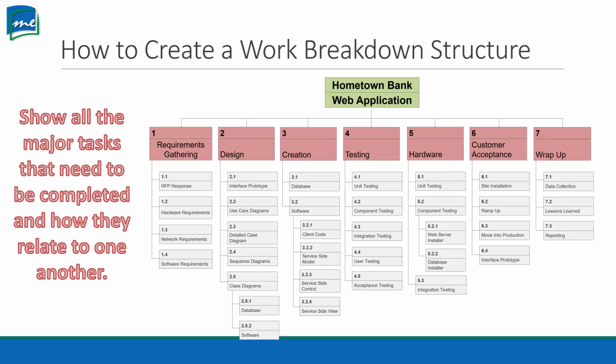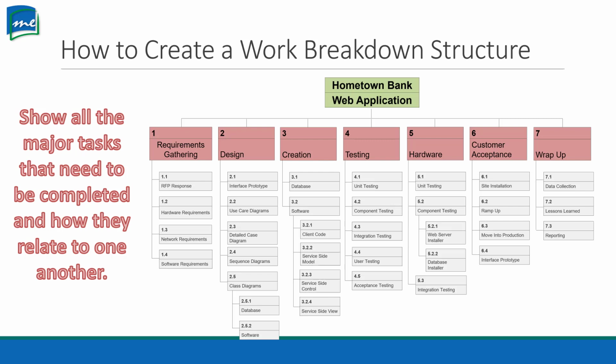So what you see on the screen is an example of a work breakdown structure. They don't have to look all fancy like this. They could just be written on a scrap piece of paper. It can be anything. But this is a web application for Hometown Bank. So first we're going to write down, see those pink bars there? Requirements gathering, design, creation, testing, hardware, customer acceptance, and wrap up. These are the major tasks that we need to complete.